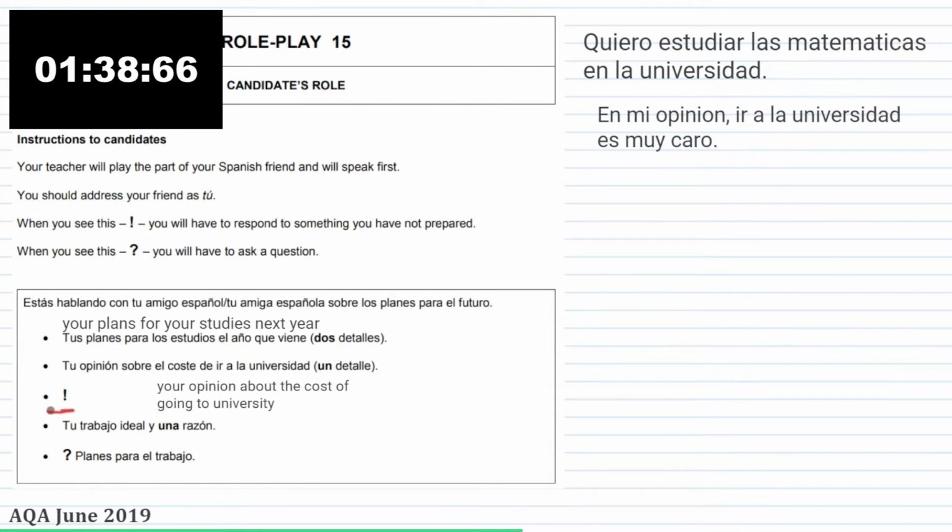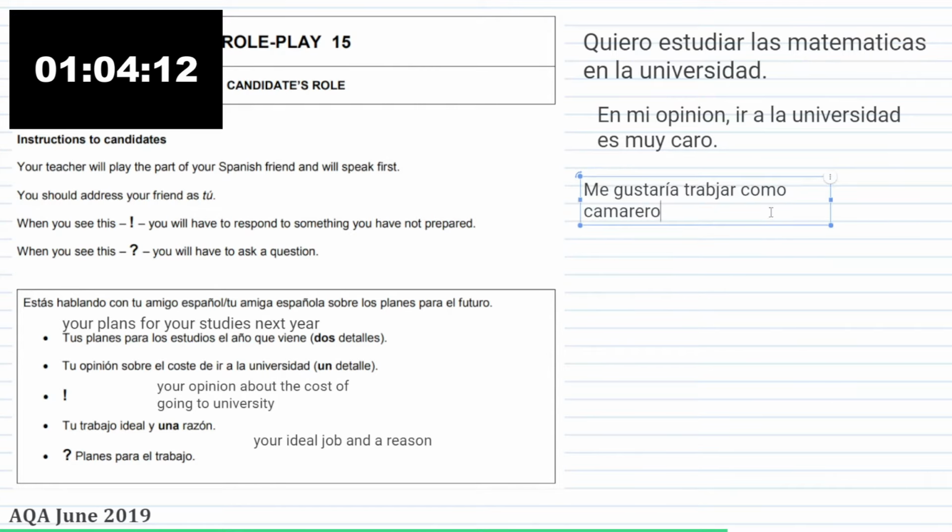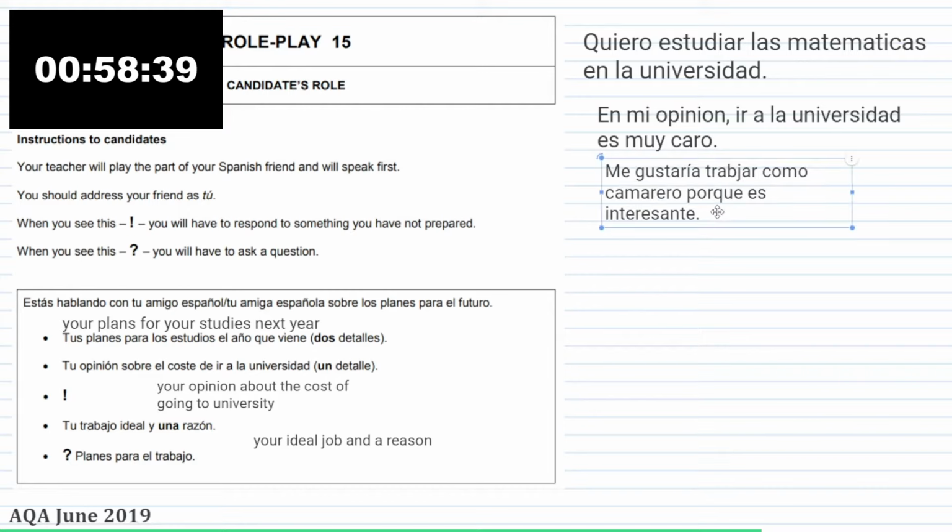Next one. The next one is actually an unprepared question, so the examiner will say that question to you. You just have to make it up on the spot. Next one. Tu trabajo ideal y una razón. So your ideal job and a reason. So basically giving 1 detail. What would I say for this? Ideal job. Let's just say a waiter, for example. So me gustaría, meaning I would like to work, trabajar como camarero, and then to give a reason, you can say porque, because es interesante. Again, a really simple adjective, interesting.